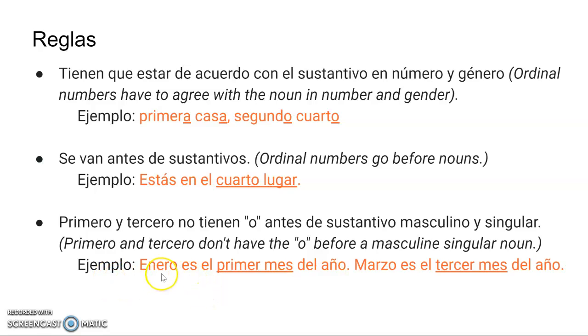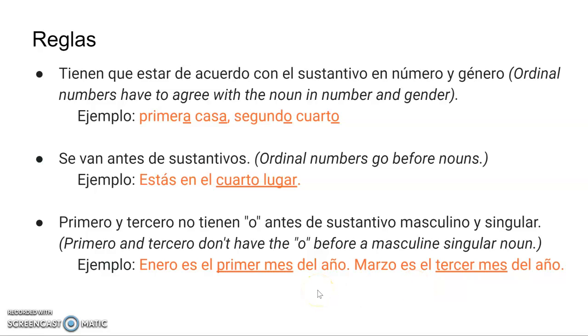Por ejemplo, enero es el primer mes del año. So you still put primer antes de mes, you still put primer before the noun, like we talked about in punto dos. You still need it to match, but in this case, the way it matches with el mes as a masculine singular noun is by taking off that O, primer mes. Otro ejemplo, marzo es el tercer mes del año. So here we're saying March is the third month, el tercer mes.